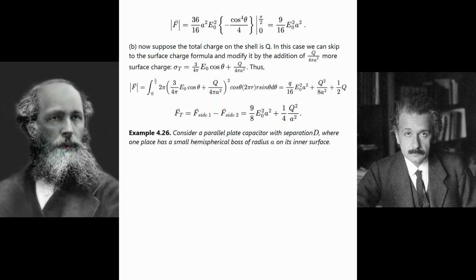B. Now suppose the total charge on the shell is Q. In this case we can skip to the surface charge formula and modify it by the addition of Q over 4 pi a squared more surface charge.